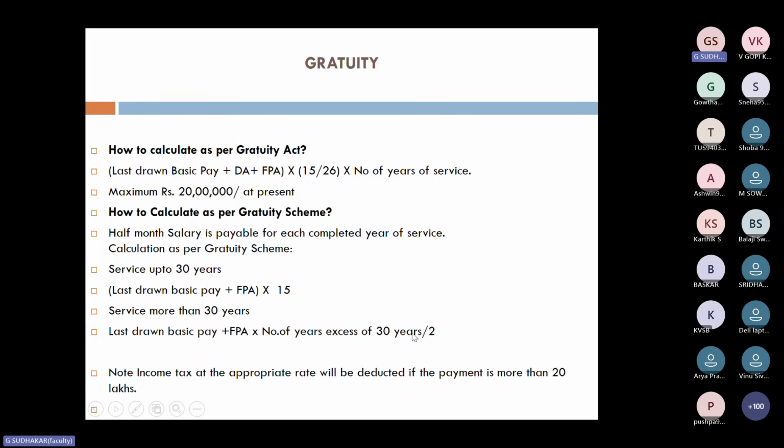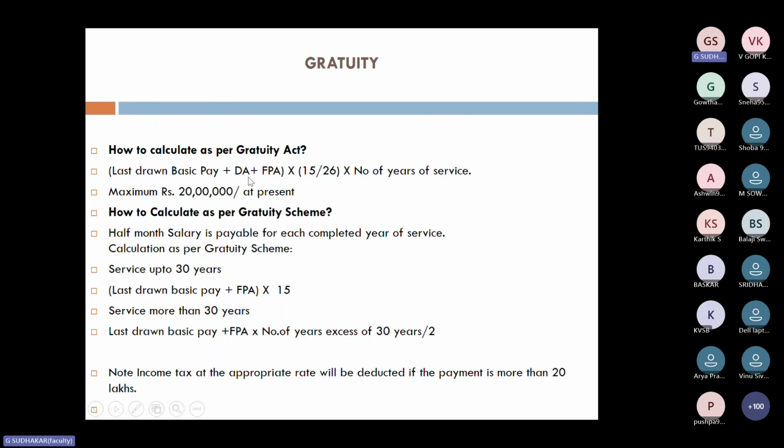This part is very important. How to calculate gratuity? There are two gratuities. Since we are governed by the government and also by the rationalization scheme of the company, there are two gratuities. Gratuity as per Act, and one more is gratuity as per scheme of the company. You have to work out both, and whichever is beneficial to the employee, you can release that gratuity.